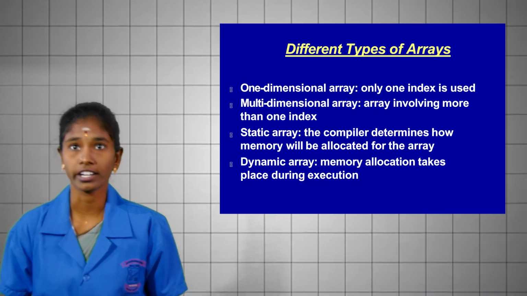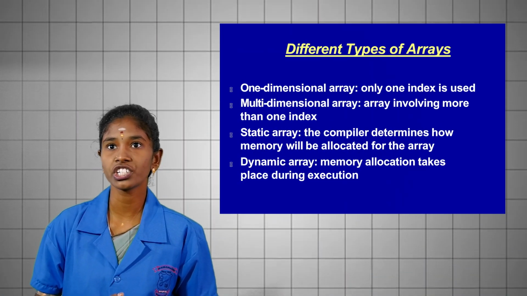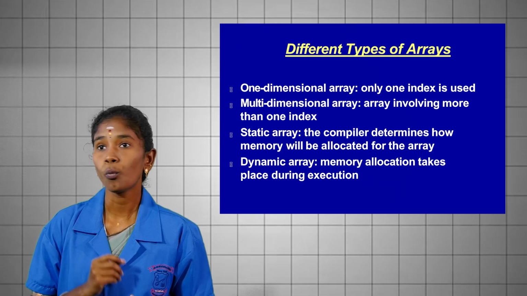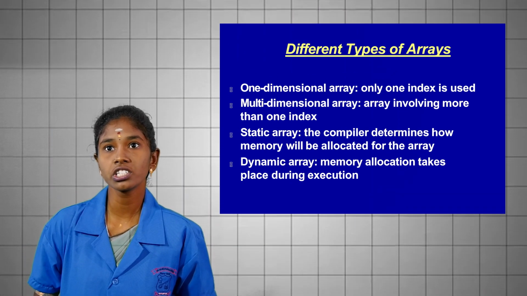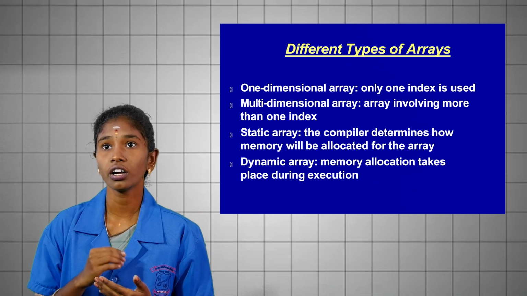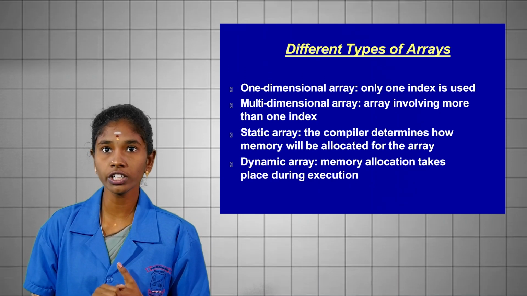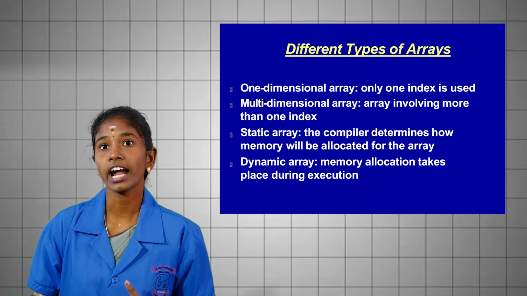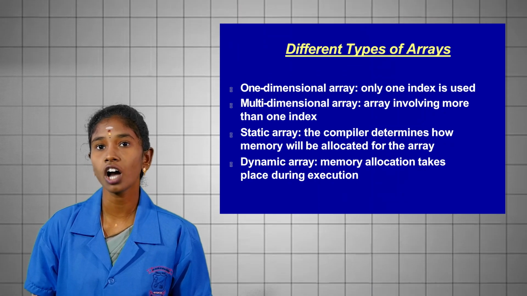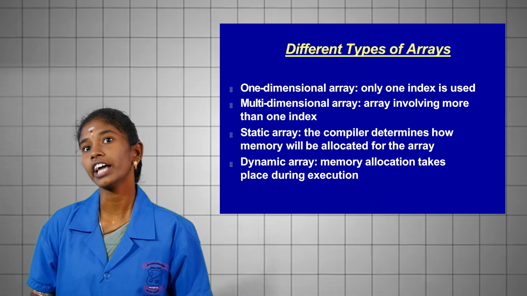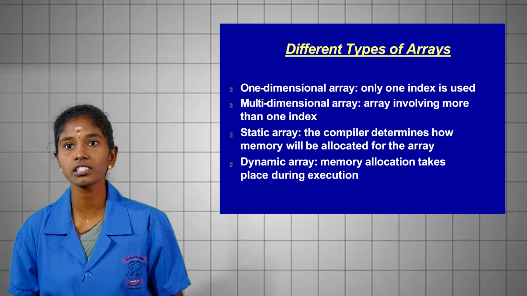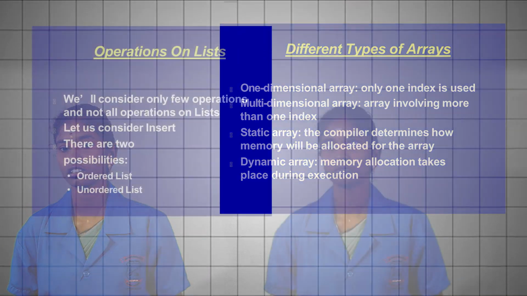Different types of arrays. One-dimensional array: only one index is used. Multidimensional array: an array involving more than one index. Static array: the compiler determines how memory will be allocated for the array. And then dynamic array: memory allocation takes place during execution.